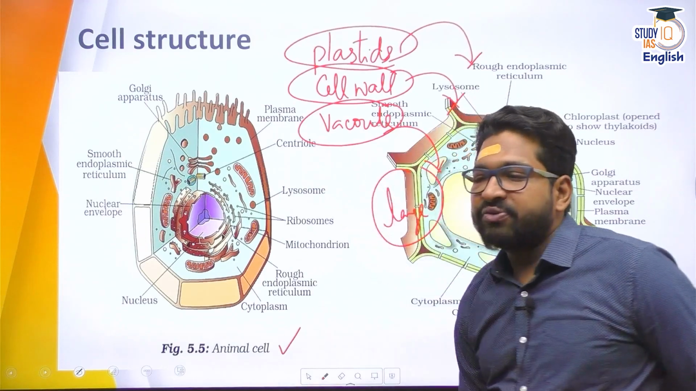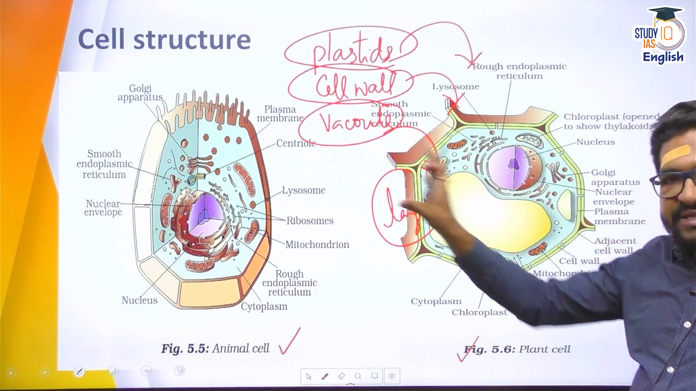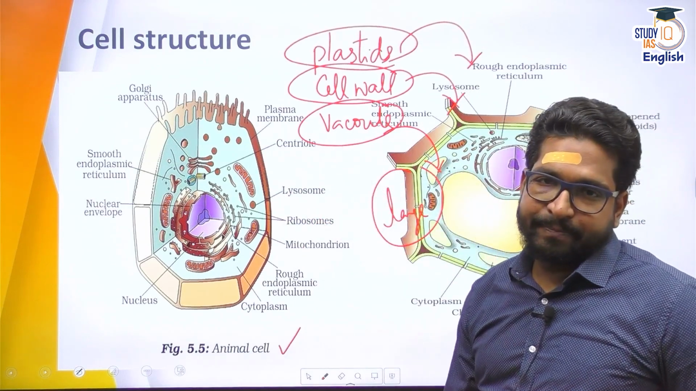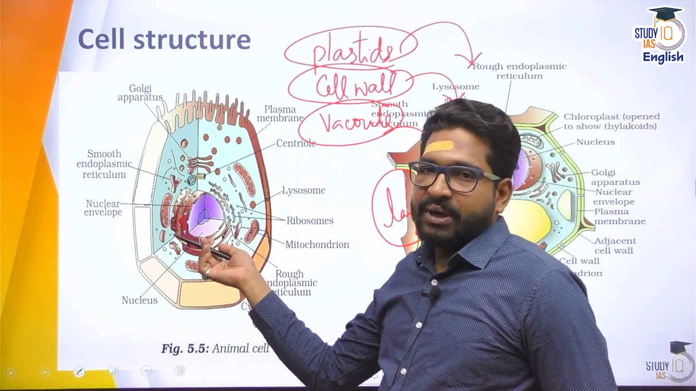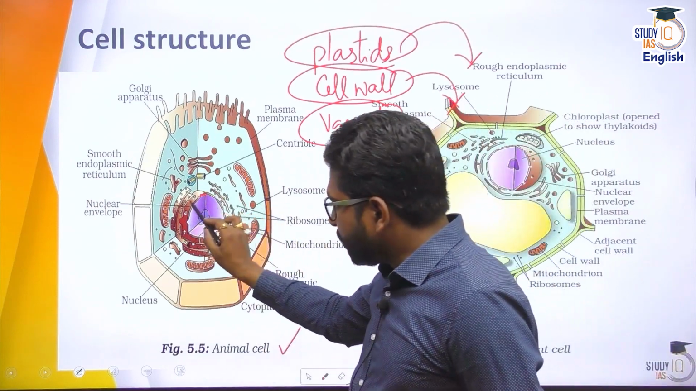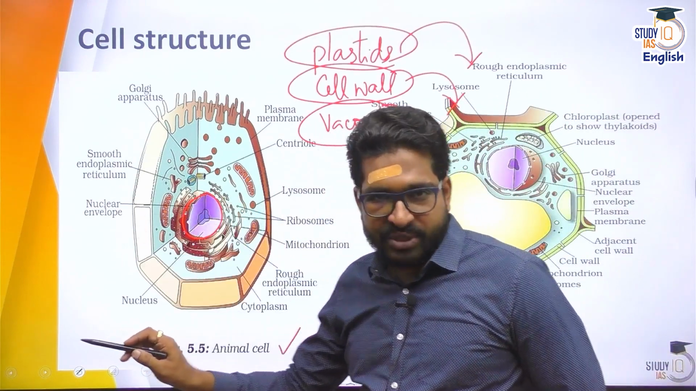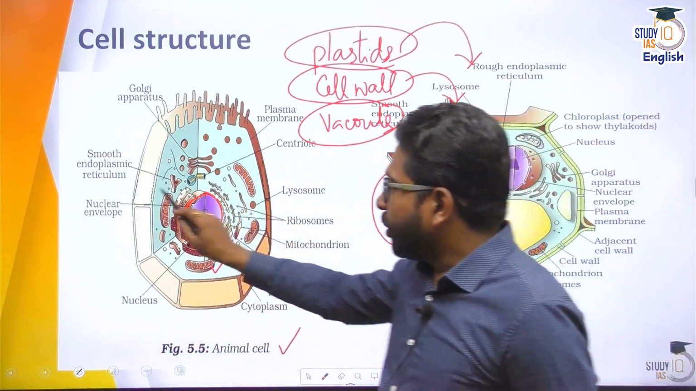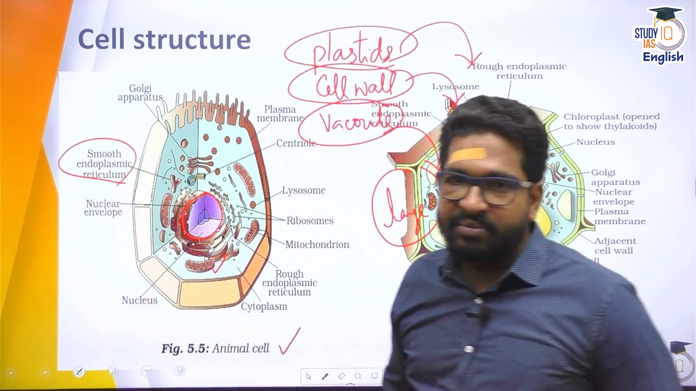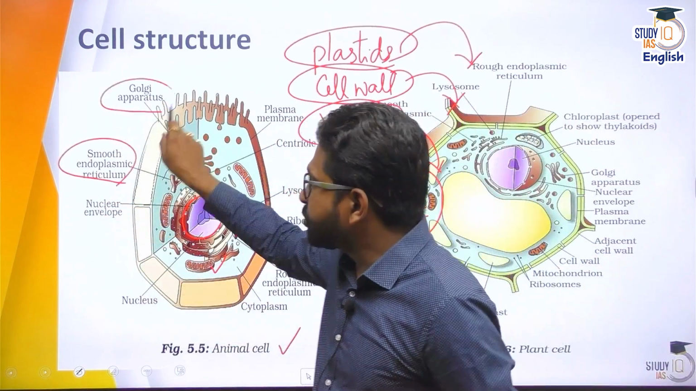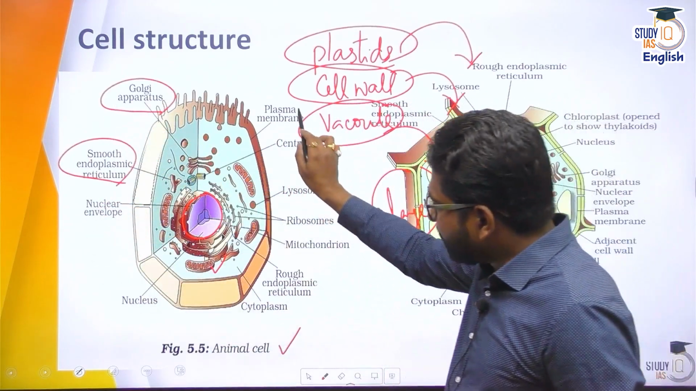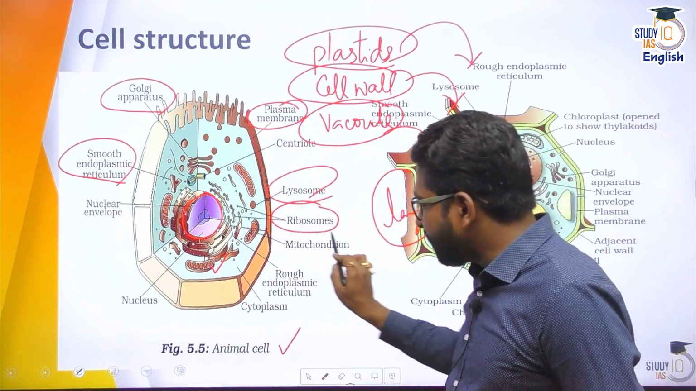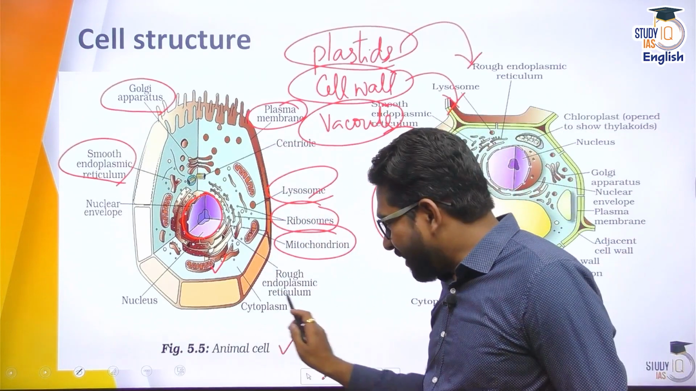Apart from that, when you look at the other cell organelles in both these, you will find a lot of commonality. You will see that both the cells will have nucleus, both the cells will have mitochondria, both the cells will have your endoplasmic reticulum, they will have your Golgi complex or Golgi apparatus, they will have plasma membrane, they will have ribosomes, they will have lysosomes, they will have mitochondria, and they will have cytoplasm.